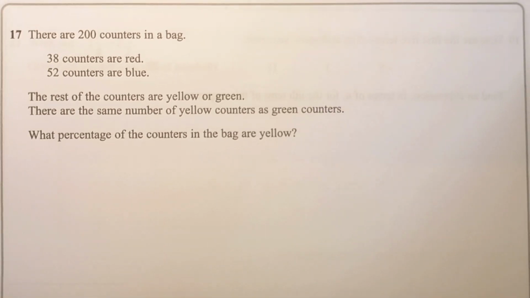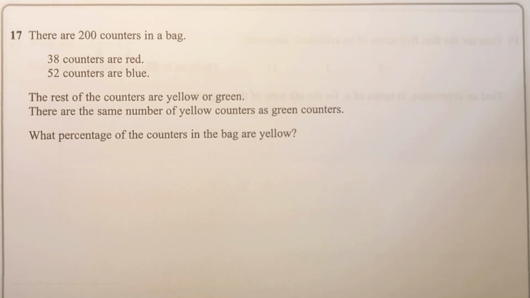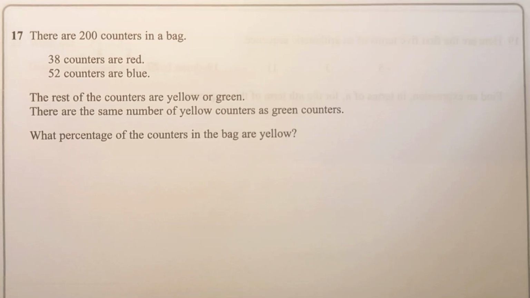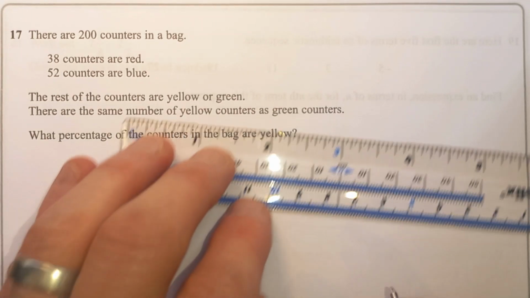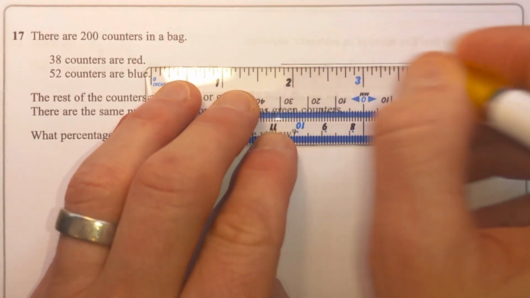Question 17. There are 200 counters in a bag. 38 counters are red, 52 counters are blue. The rest of the counters are yellow or green. There are the same number of yellow counters as green counters. What percentage of the counters in the bag are yellow? Okay, I'm going to do a little bit of a table for this.